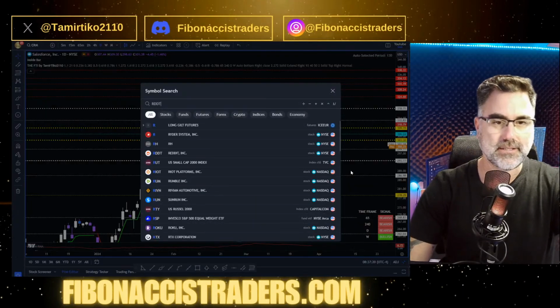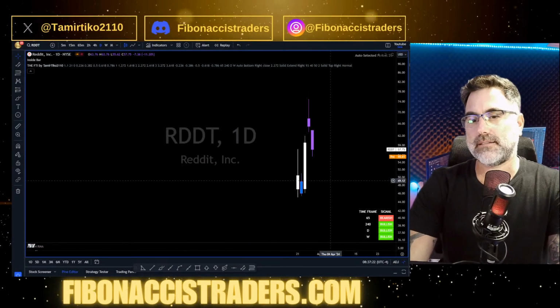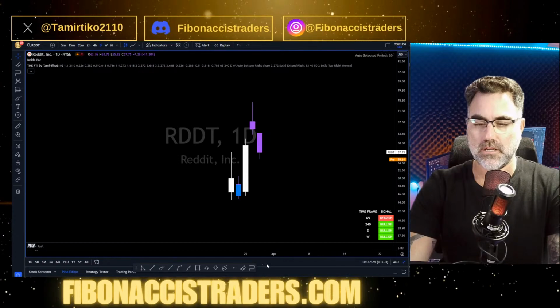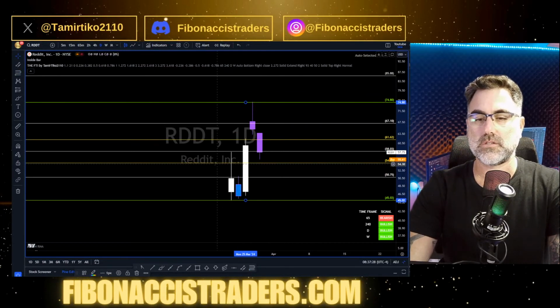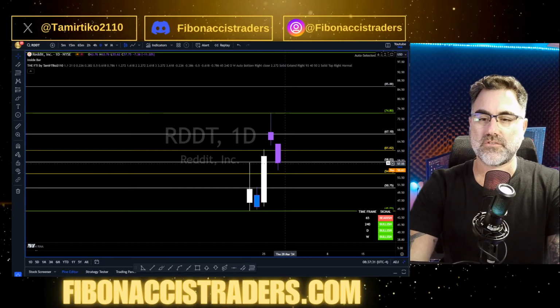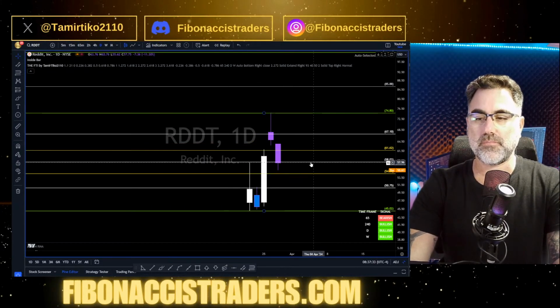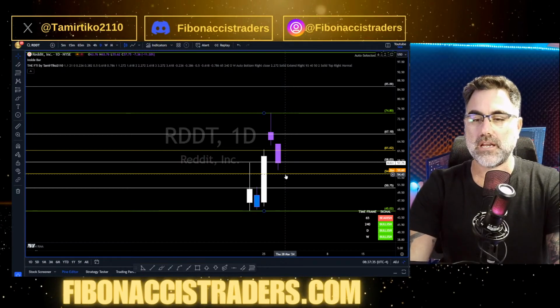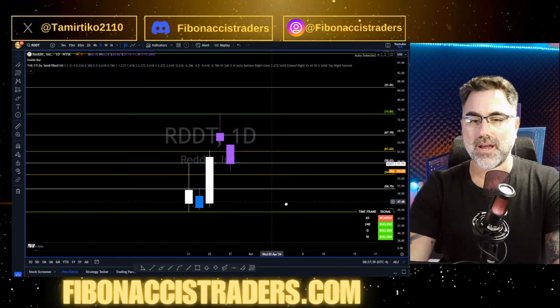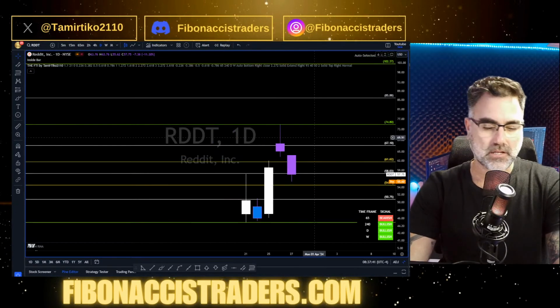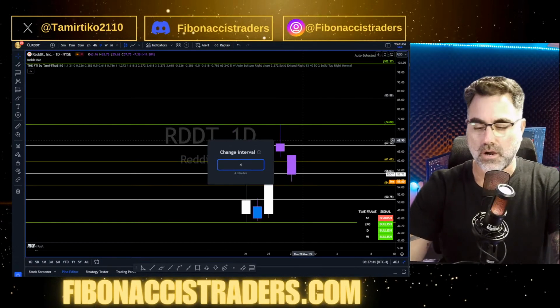Reddit, RDDT. Look at this. You can take Fibonacci, swing low, swing high, and now almost at the 618 Fibonacci retracement, now holding the 50%. If this one is failing to hold the 54 area, we are back to IPO price. This is how it looks on the 4 hours.